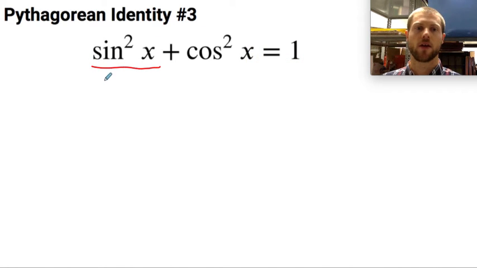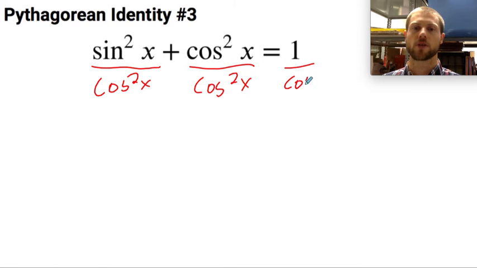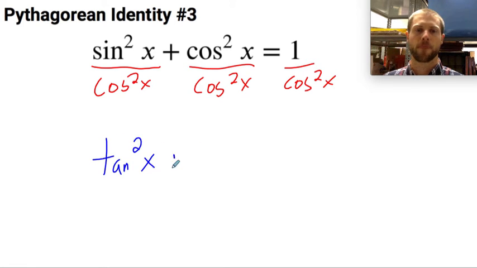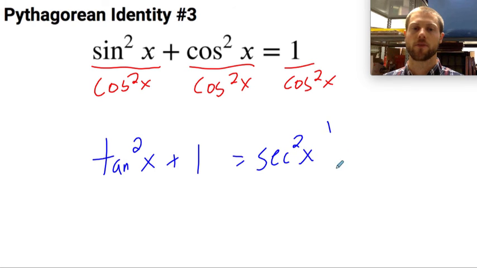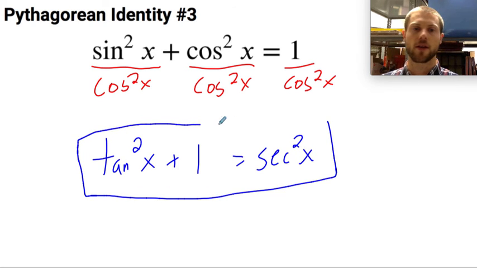So I'll divide this by cosine squared of x, divide this by cosine squared of x, and divide this by cosine squared of x. So now, if I go through this and simplify, sine squared of x over cosine squared of x is equal to the tangent squared of x, plus cosine over cosine is just 1, equals 1 over the cosine, which is the secant squared of x. There's my Pythagorean identity number 3.